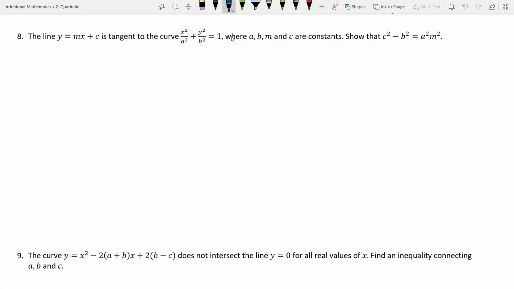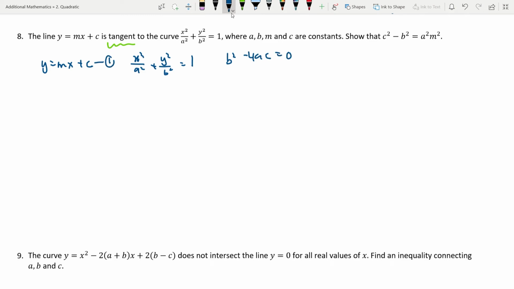Question 8. The line y = mx + c is tangent to the curve x²/a² + y²/b² = 1, where a, b, m and c are constants. Show that c² - b² = a²m². We have two equations, y = mx + c, and x²/a² + y²/b² = 1. We are told that it's tangent, so it implies that b² - 4ac is equal to 0.